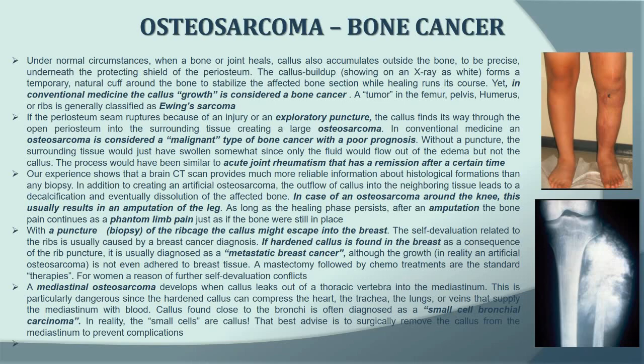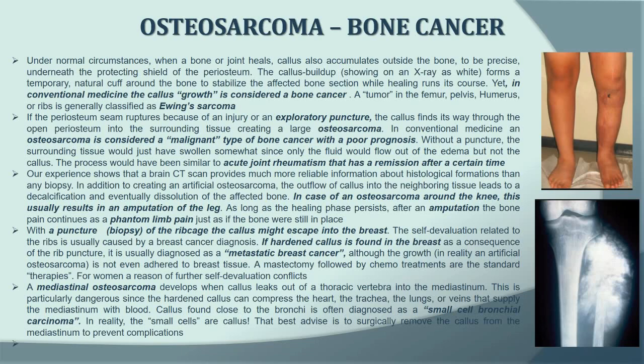A tumor in the femur or your pelvis or humerus or your ribs is generally classified as Ewing's sarcoma. If the periosteum seam ruptures because of an injury or an exploratory puncture, the callus finds its way through the open periosteum into the surrounding tissue, creating thereby a large so-called osteosarcoma. In conventional medicine, an osteosarcoma is considered a malignant type of bone cancer with a very poor prognosis.